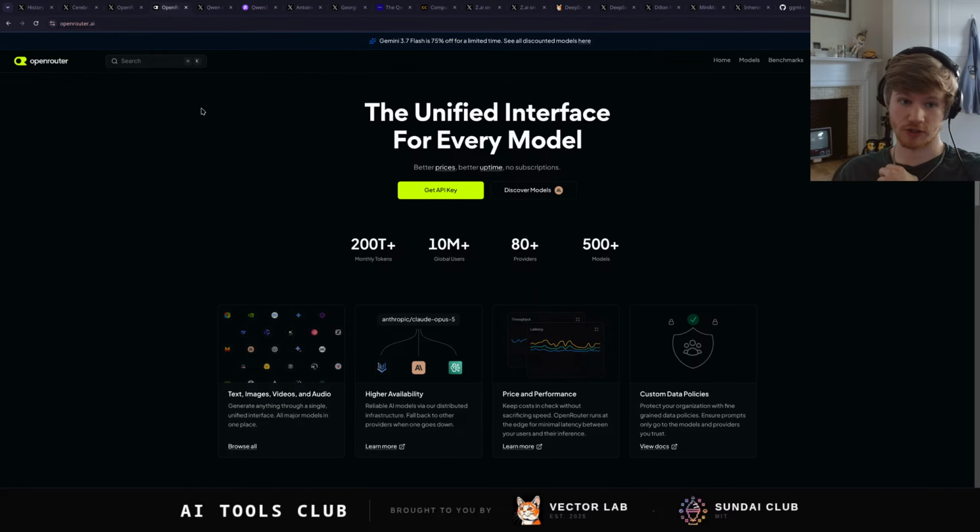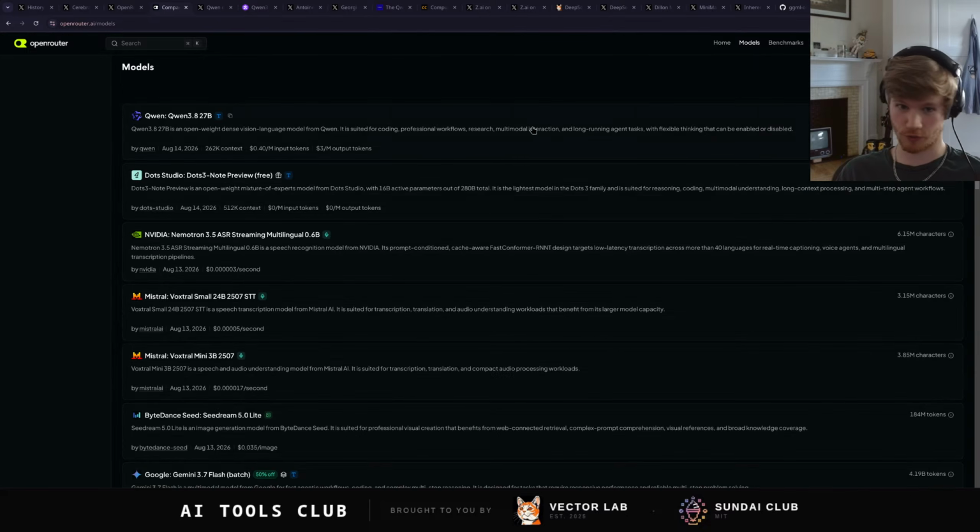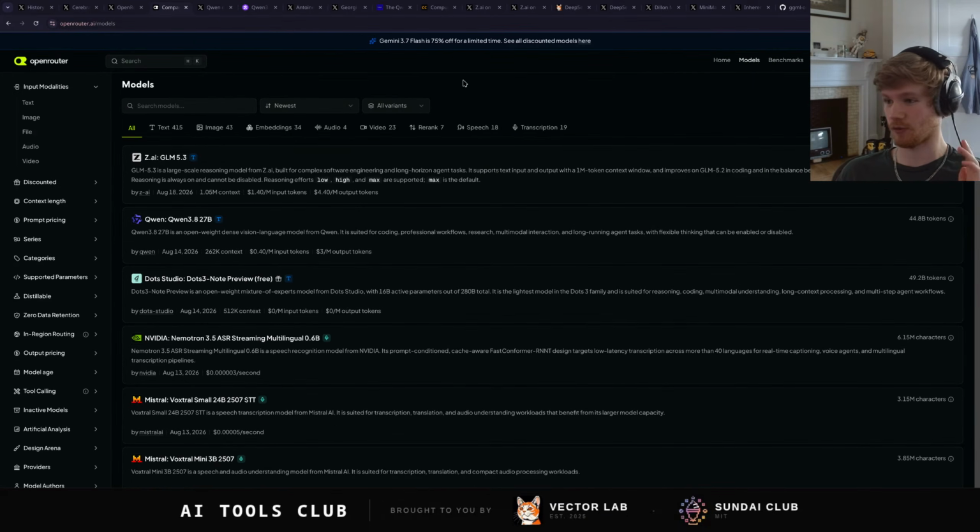And I should say, for those that don't know, OpenRouter is a way to access basically every model through one unified interface. So instead of needing to have an Anthropic API key, an OpenAI API key, a Qwen API key, you just have one API key that allows you to access all of these models.